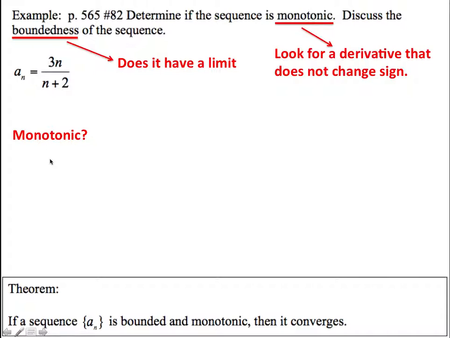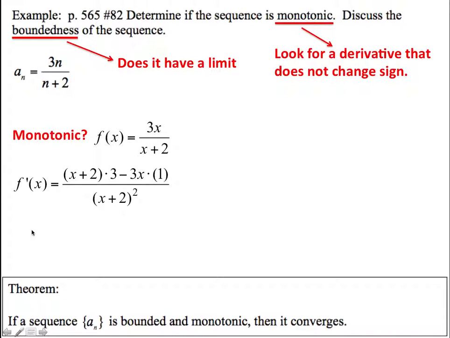So let's talk about monotonic first. Let's think of this as a function, 3x over x plus 2. We need to take the derivative of this, so we're going to use the quotient rule. Remember, the quotient rule is low d high minus high d low. So low d high is x plus 2 times the derivative of 3x, which is 3, minus high d low, so 3x times 1, all over low squared.